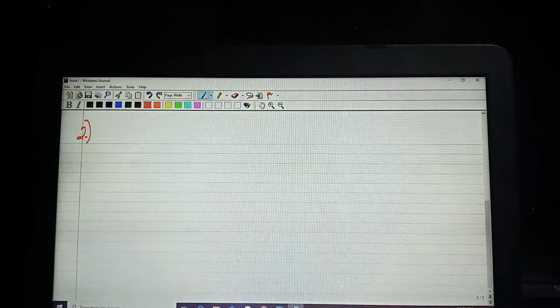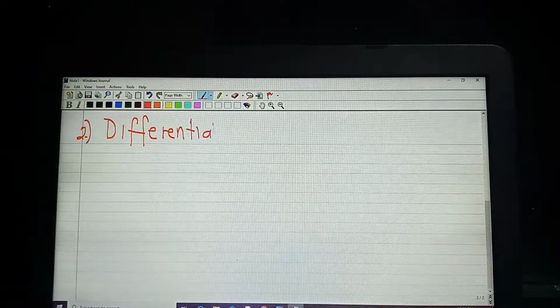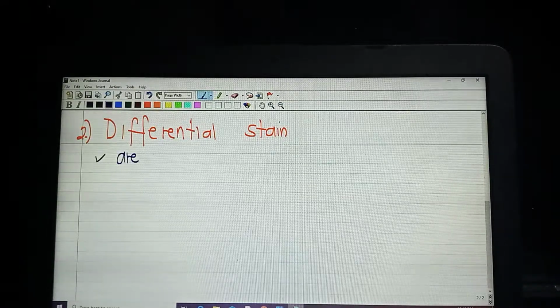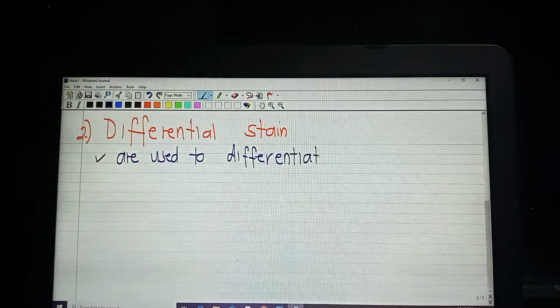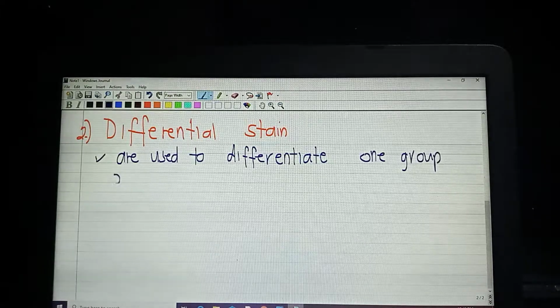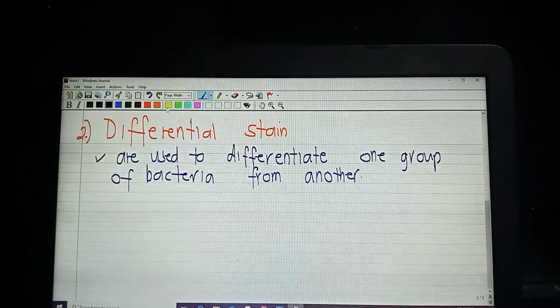What about your differential stain? So let's talk about your differential stain. Differential stains are used to differentiate one group of bacteria from another. It separates one group of bacteria from another.